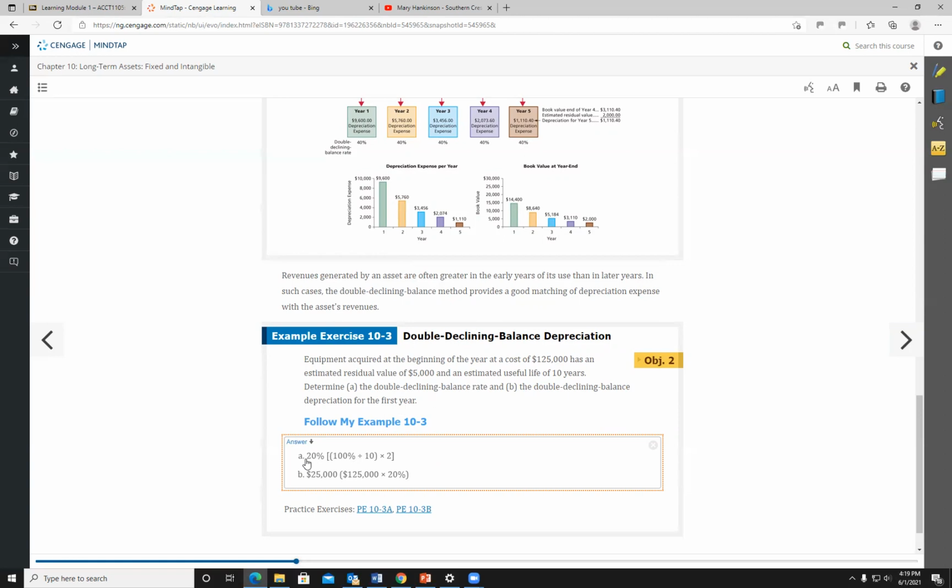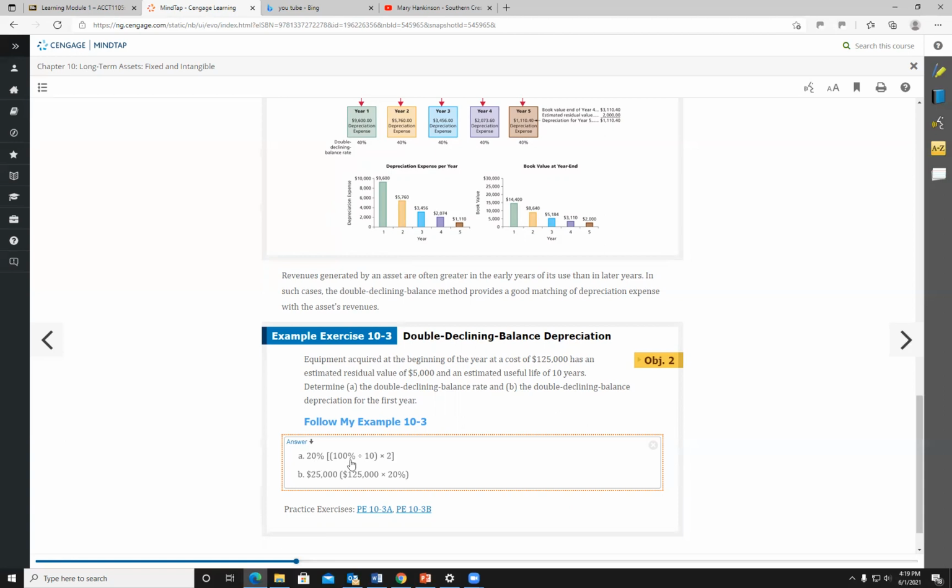Now we're going to do the double declining. So we're going to take 10% and multiply by 2. It's 10 years, so 100% divided by 10 equals 10%, times 2 equals 20%. 20% is your double declining balance rate.